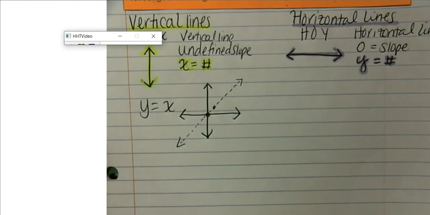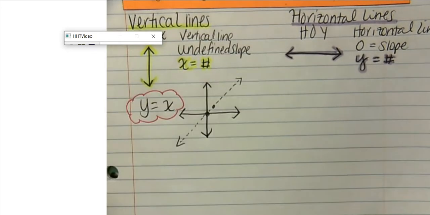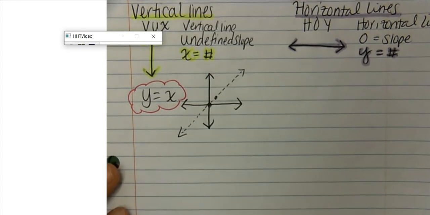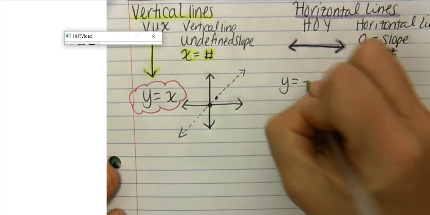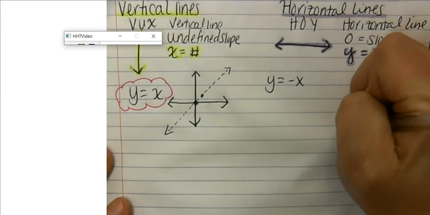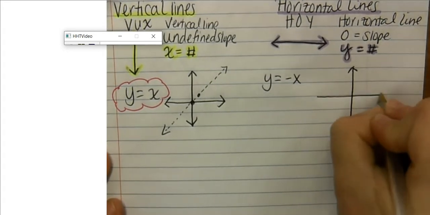So this is the line Y is equal to X. It has positive slope, and it goes through the points 0, 0 and 1, 1. The other line that we're going to be looking at is Y is equal to negative X. For graphing this type of linear function, I'm just going to draw a really quick sketch.